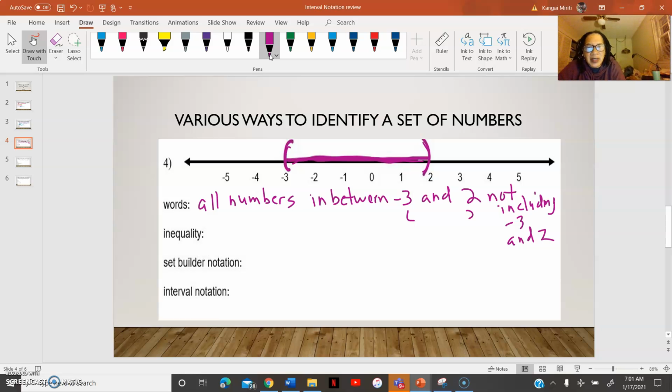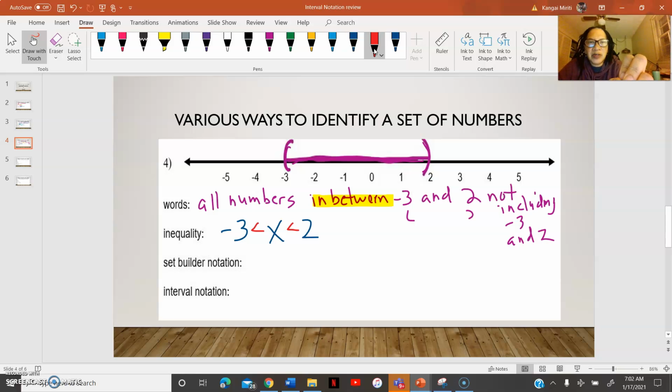As an inequality, we're going to use this in-between idea. And to write this as an inequality, what you're going to do is put x between the two numbers that it's between, -3 and 2, and then in between we're going to put less than signs. X is between -3 and 2. It's on the big side of -3 and on the littler side of 2. All our x values are bigger than -3. They are, and less than 2.